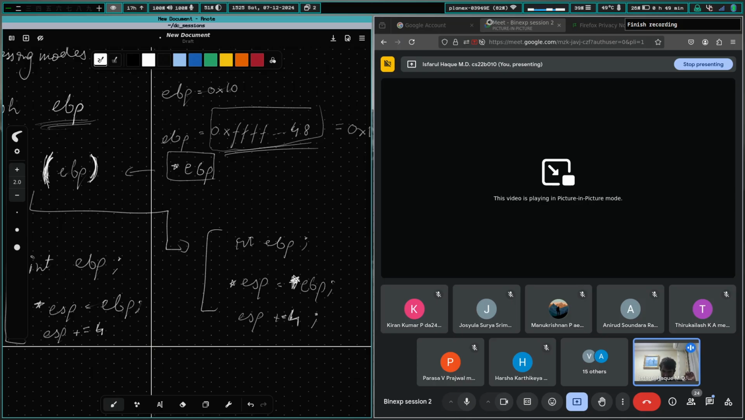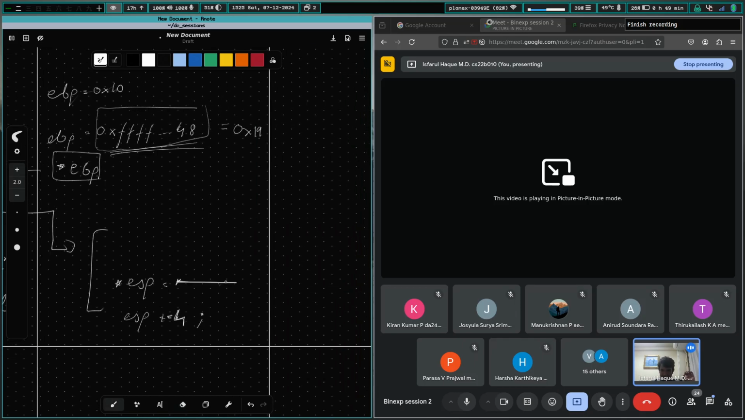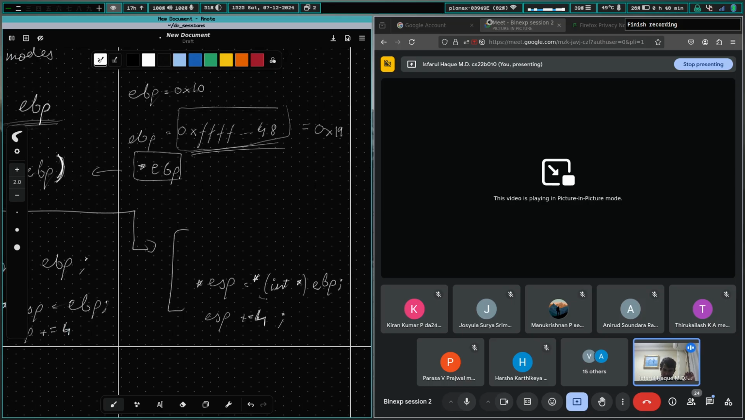So you basically dereference whatever is there at ESP. You treat it as a pointer. Now you don't dereference integers, so if I have to write exact C code, it would be something like star, star. Is this clear? So this is a typecast. I hope all of you know that.